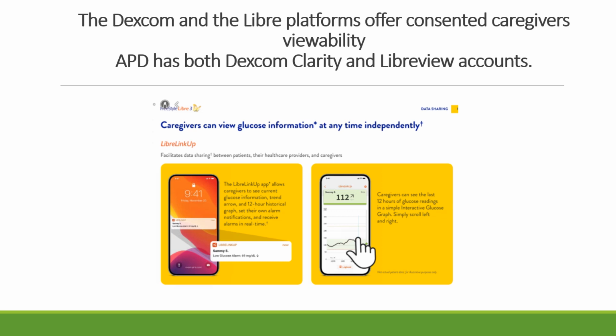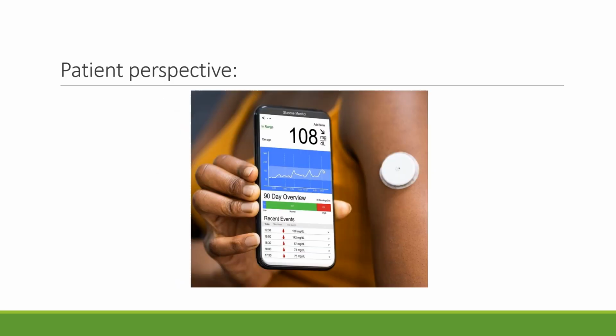It's just for you all to know, especially if you think about an elderly person and maybe their daughter is also getting the readings so that they can talk to their mom about how to make changes, or if there's any safety issues, the daughter, or son, or caregiver would be getting that information as well. So from a patient perspective, what is the CGM experience?